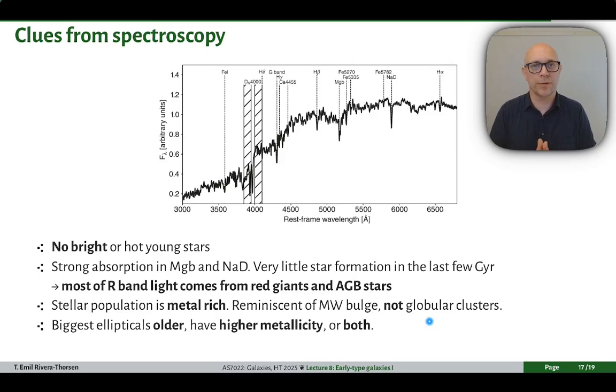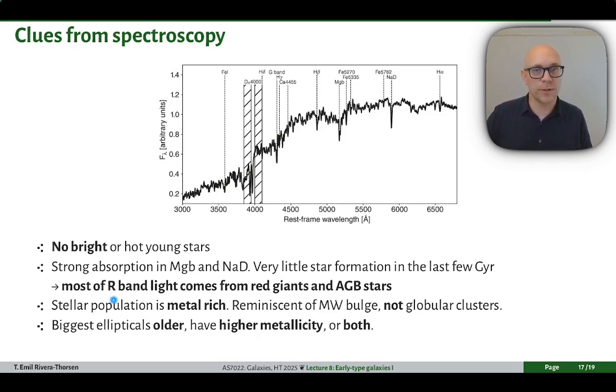We can try and take some clues from spectroscopy if we take an integrated spectrum of the stellar population in an early type galaxy. First of all, we can see that they are very, very faint towards the blue. There are no bright or hot young stars in these galaxies. This is not entirely true, but it's almost true. There are very, very few bright and young stars in these galaxies. There's quite strong absorption in magnesium and sodium here, which is something that only happens if there has been very little star formation in the last billion years or more.